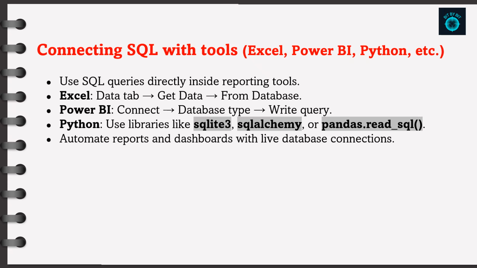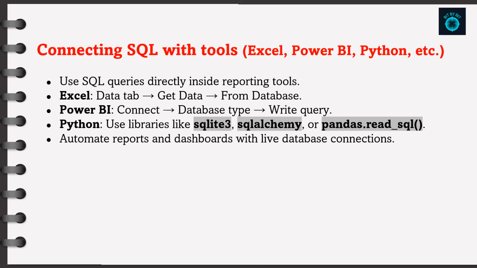In Power BI, you connect by selecting the database type, entering credentials, and either importing the entire table or writing a custom SQL query. This lets your dashboards update automatically when the database changes. With Python, you can use built-in or third-party libraries like sqlite3, SQLAlchemy, or pandas.read_sql to run queries and work with the results as data frames, making it easy to analyze and visualize data programmatically. These connections allow you to automate reports, keep dashboards live, and ensure your data-driven decisions are based on the most recent information.